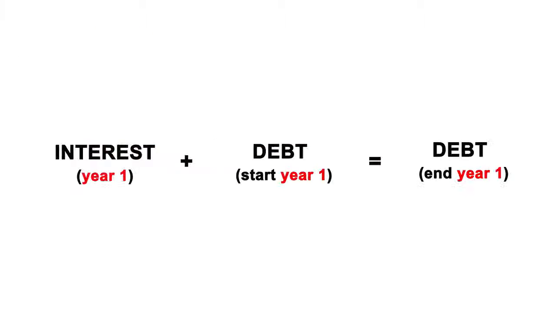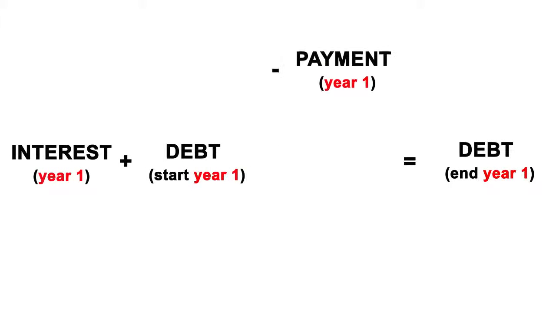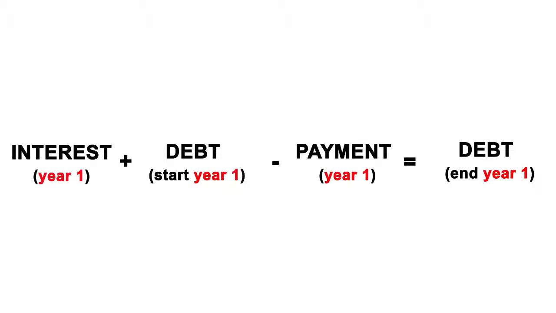In the last maths lesson, we saw that you can work out how your debt grows when you don't make any payments by calculating the interest for a year and adding it onto your debt at the start of the year. If you want to work out how your debt grows when you make a payment at the end of every year, all you have to do is add the interest to your debt at the start of the year, like before, and then take away the payment you make at the end of the year.